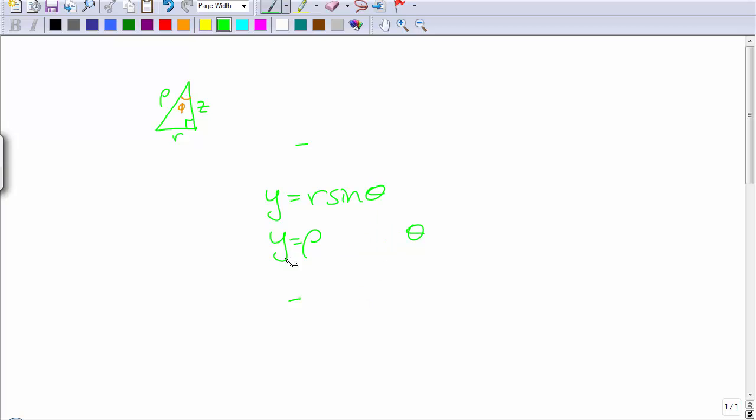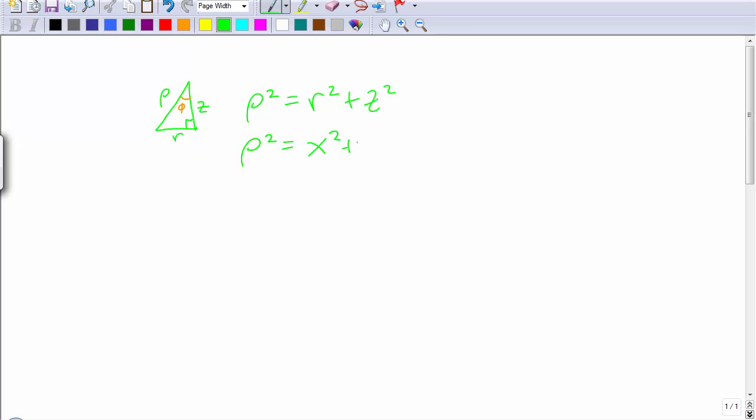So let's say we look at the triangle in terms of the Pythagorean theorem. We can see that rho squared equals r squared plus z squared. However, we know that r squared is x squared plus y squared. So this gives us the relationship that rho squared equals x squared plus y squared plus z squared. Or we can write that rho is the square root of x squared plus y squared plus z squared, because we usually restrict rho to be for just positive values.